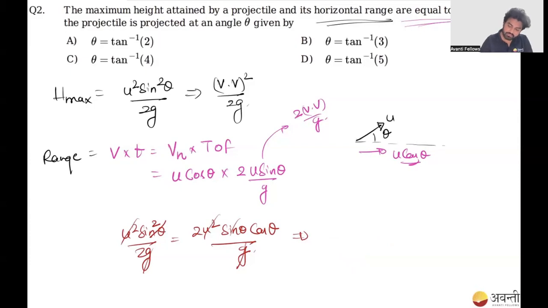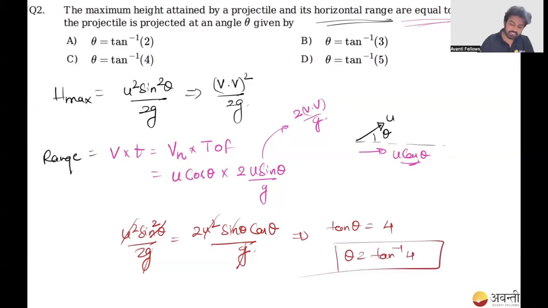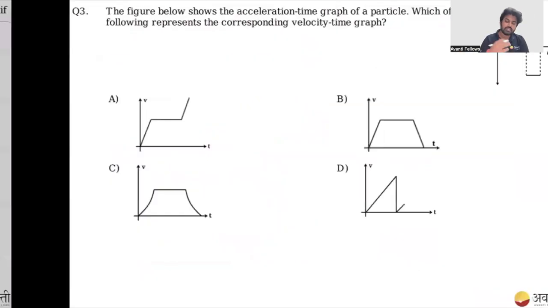If I take this cos on the left side in denominator of sine, it will be tan theta. So tan theta is equal to, if I take this 2 and multiply here, it will be 4. So tan theta is equal to 4, or theta is equal to tan inverse of 4. Okay. So which is the correct answer? Option C, right? Let's move to the next question.